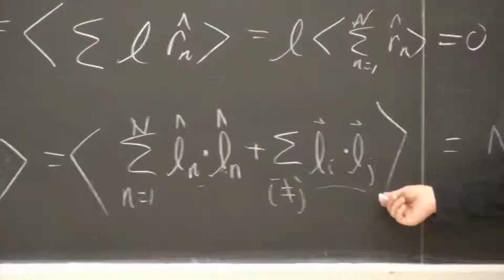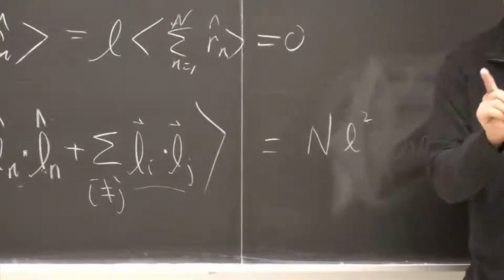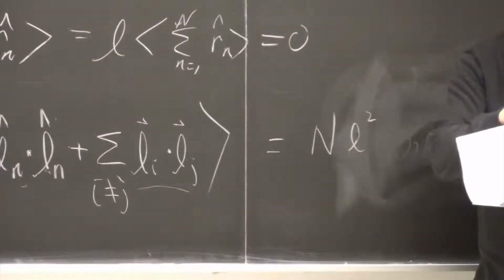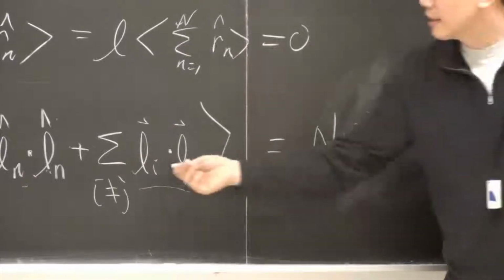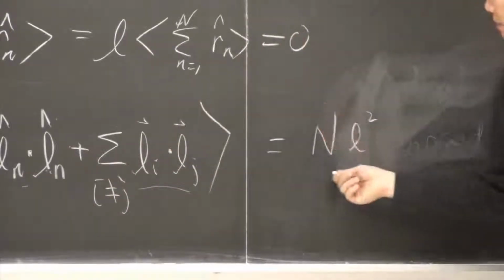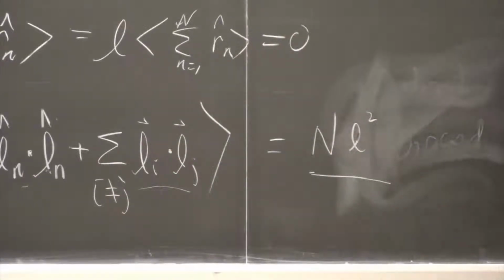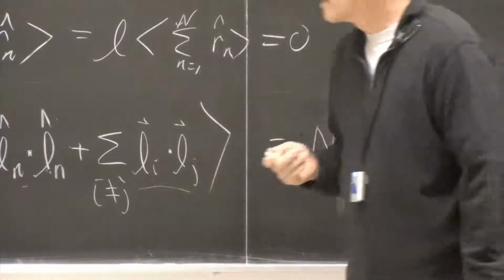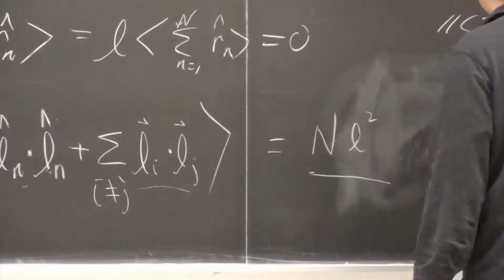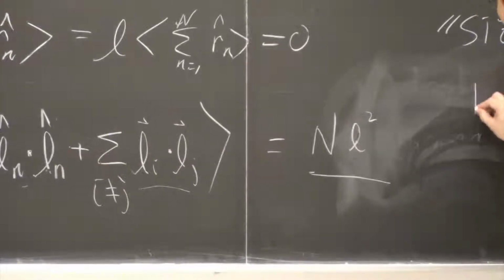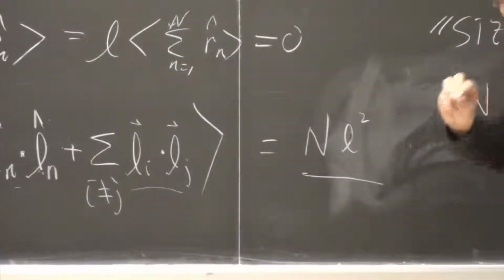But the second term here, when you have two random vectors, take the inner product and then average over all possible configurations, this again becomes 0. So what you're left with is just this. Okay. So then the size of the polymer is actually the square root of that.